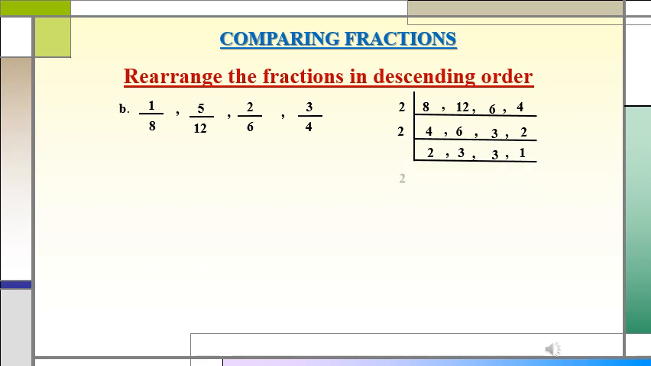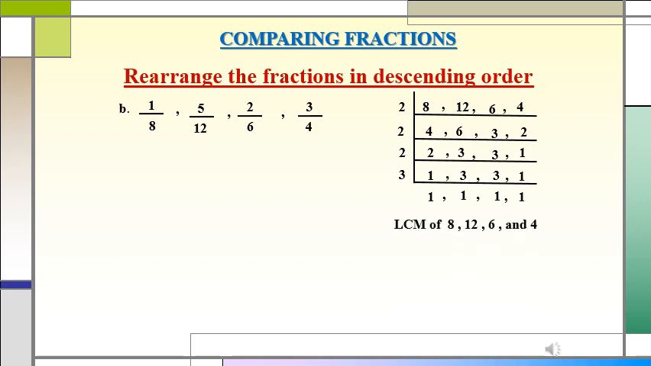Again, we will divide it by 2. 2 1 times is 2. 3 cannot be divided, so bring down 3. Again, bring down 3 and bring down 1. Finally, let's divide it by 3 now. Bring down 1. 3 1 times is 3. Again, 3 1 times is 3 and bring down 1.